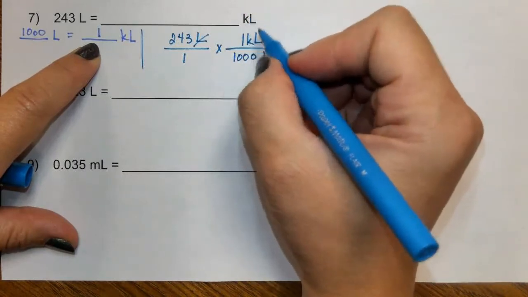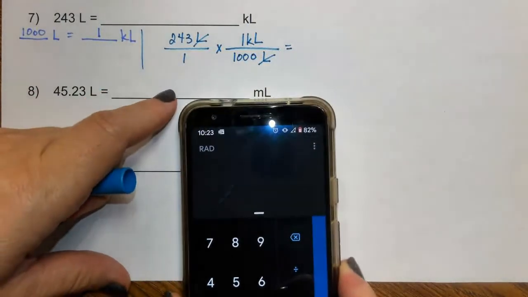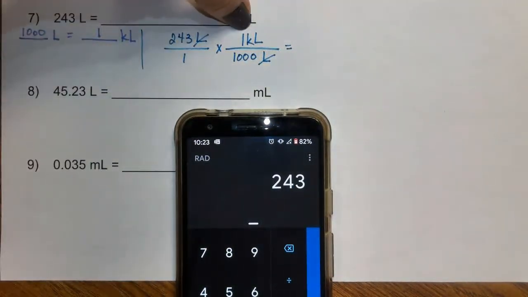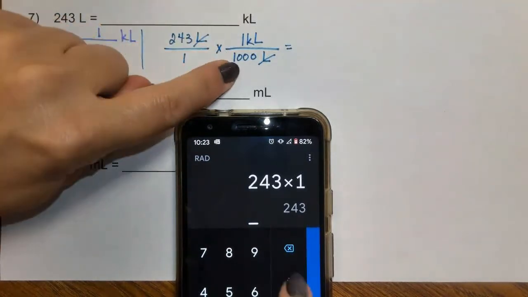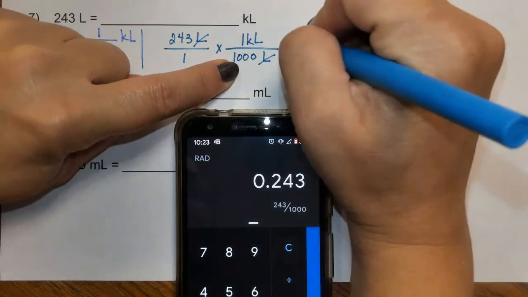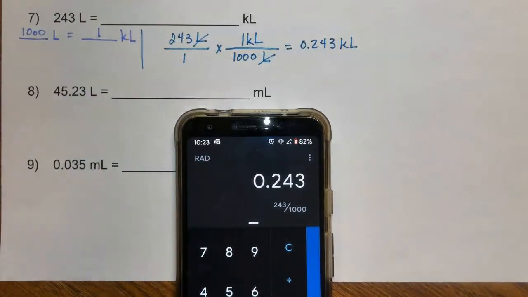That's what I want my final answer to be. So I'm done setting up my problem. And now I can type it into my calculator. 243 times the top times 1 divided by the bottom divided by 1,000 equals, and that gets us 0.243 kiloliters as our final answer.